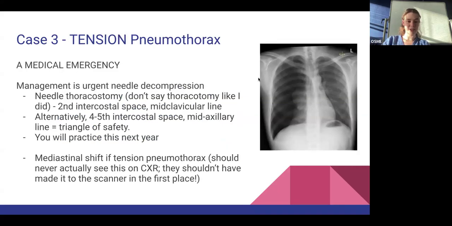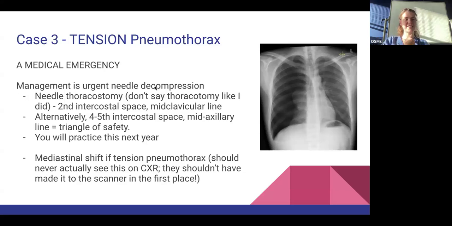So tension pneumothorax is a subset of this, and you should never ever see this on a chest x-ray because they should never have made it to the scanner in the first place. They should have been decompressed before they've made it to the scanner, because this is an emergency. You'll do this in 5th year in autumn, where you learn how to do a needle decompression. So that's a needle or finger thoracostomy. I accidentally said thoracotomy in my OSCE, which means cracking the whole chest open. I didn't mean it.